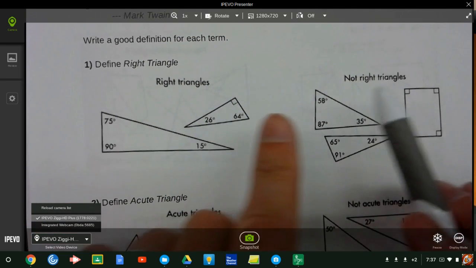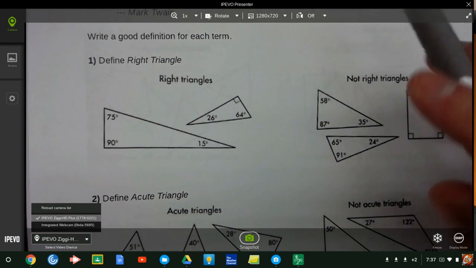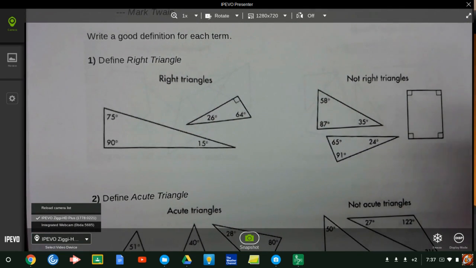Here's what right triangles are. Here's what's not right triangles, and write a definition. So right now, based on this, the video is going to pause. Type your definition of what you say a right triangle is. Go.